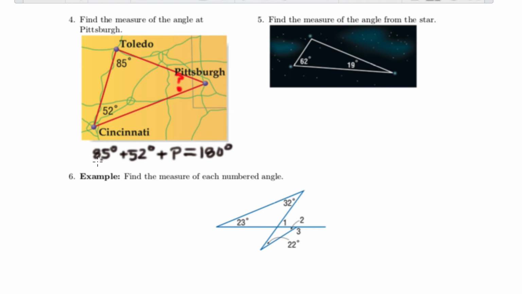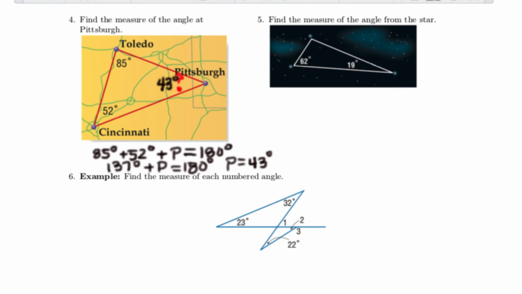It's applying the theorem. Now I'm going to add these guys right here. This comes out to 137, so we get 137 degrees plus P is equal to 180. Next, we're going to subtract the 137 from both sides of the equation, and this results in P equaling 43 degrees. So we now know that Pittsburgh has a measurement of 43 degrees. Question number 5. Find the measure of the angle from the star.